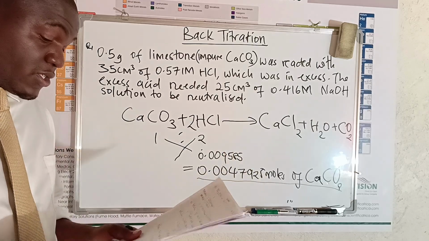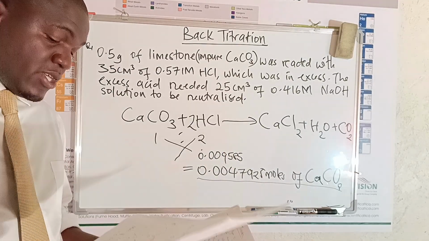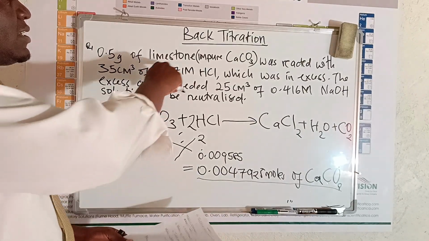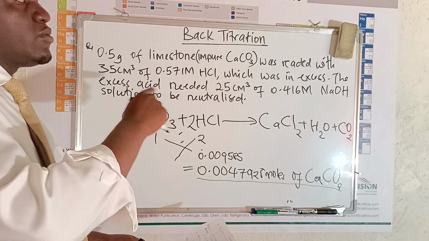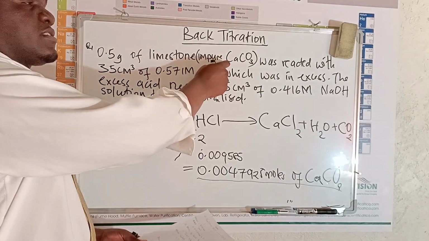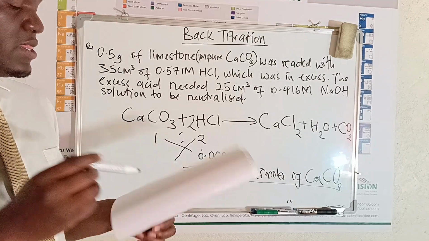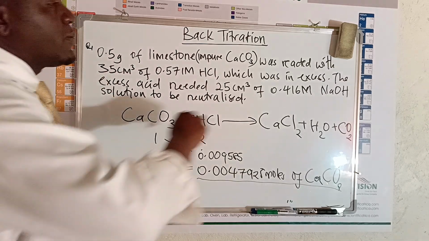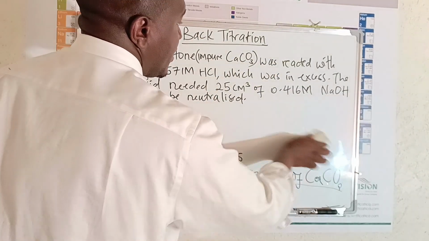Now, the next question is calculate the percentage purity of calcium carbonate in the sample. Like I said initially, limestone is impure calcium carbonate, but this question assumes that the acid only reacts with the calcium carbonate in that limestone. Now, to get the mass percentage of calcium carbonate in that sample, this is what you need to do. You need to use this formula.